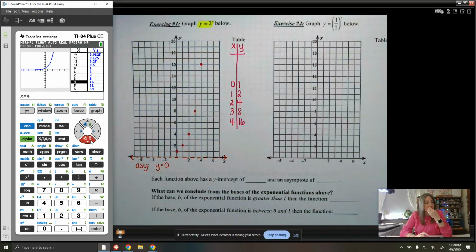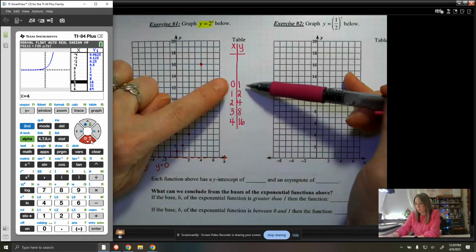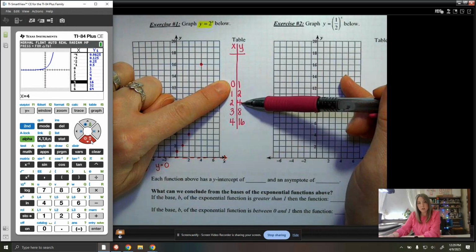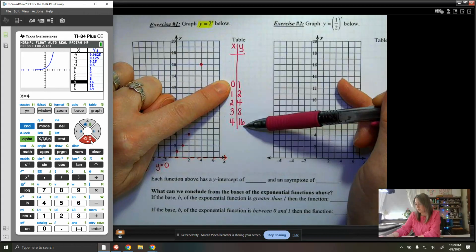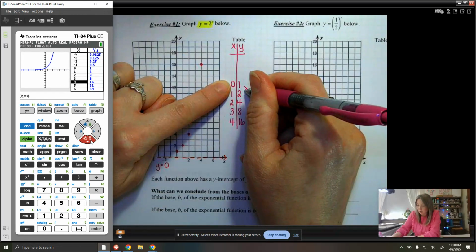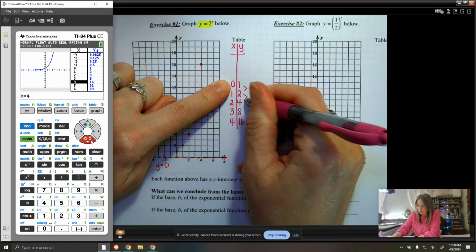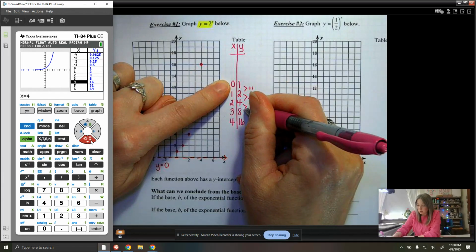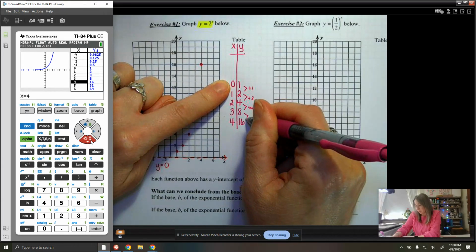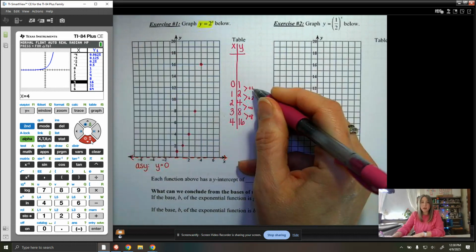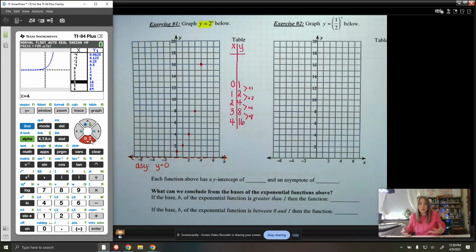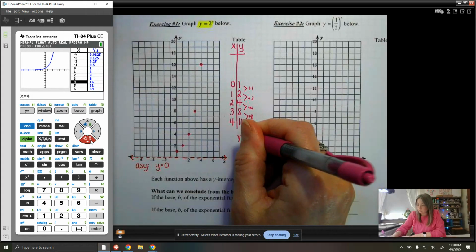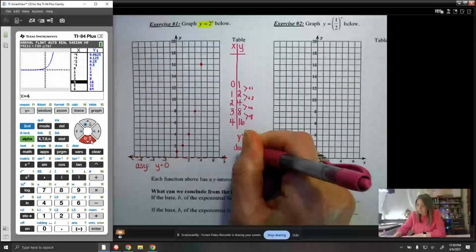So that's so interesting. Look at what those y's did. They went from 1 to 2, 2 to 4, 4 to 8, 8 to 16. So what was happening? Well, I added 1, and then I added 2, and then I added 4, and then I added 8. What was I doing? What's going on? I'm doubling my y each time. That's so interesting. Y's doubling, right?